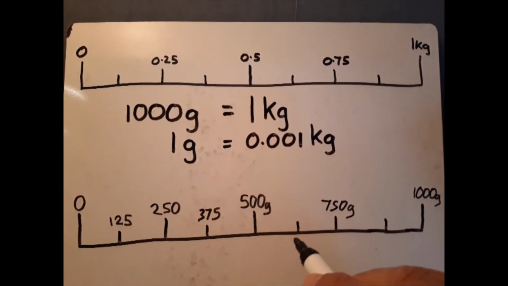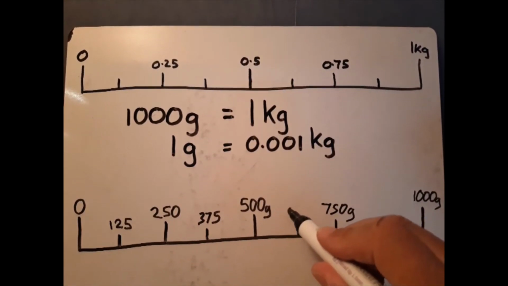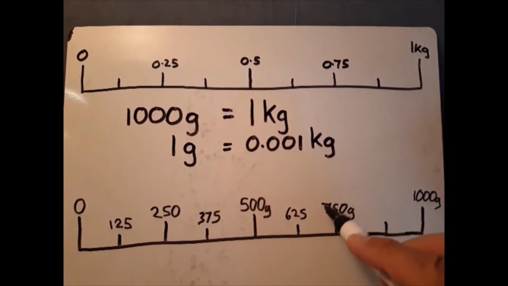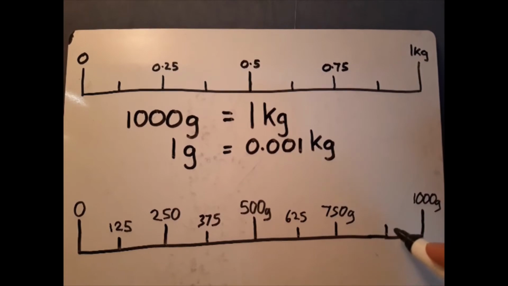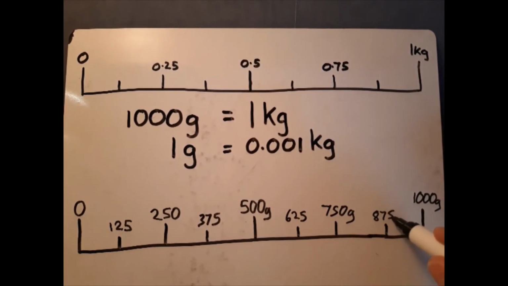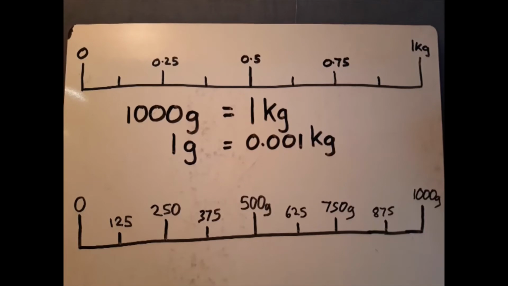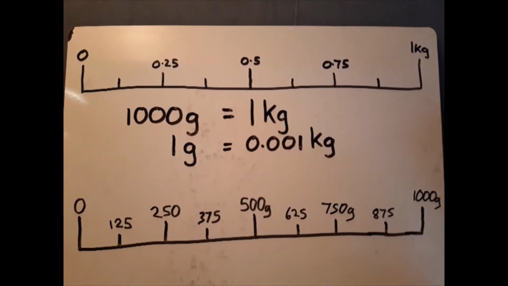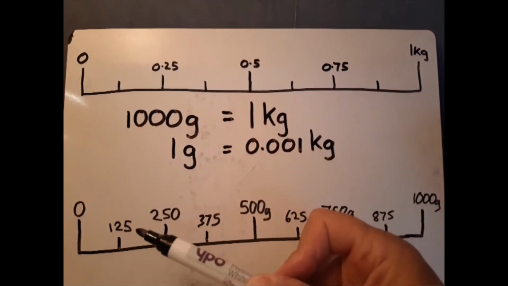500 add 125 is 625. 750 add 125 is 875. Okay, so that's got us into grams now. We can use that to now put those grams as decimals, because look at the relationship. Look what we've got.